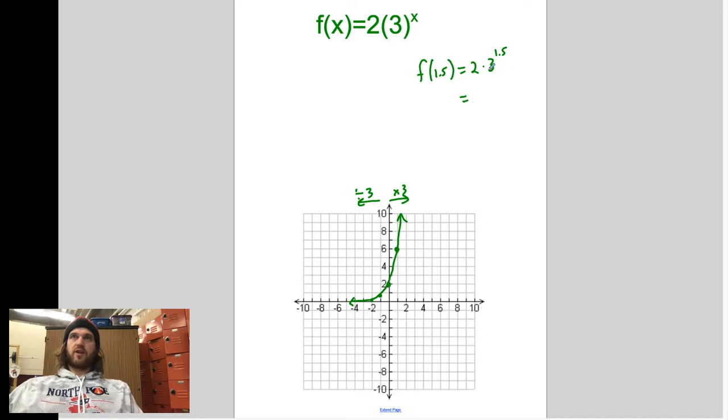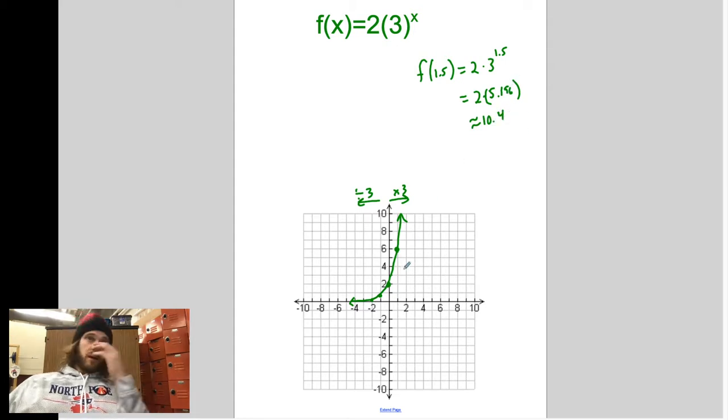So I can come down here, and I got to do the exponent first according to PEMDAS. So that'll be 3 to the 1.5. So this is 2 times 5.196, which is approximately 10.4. So when I'm at 1.5, which is right here, I'm up at 10.4, so it looks like my graph is pretty accurate.